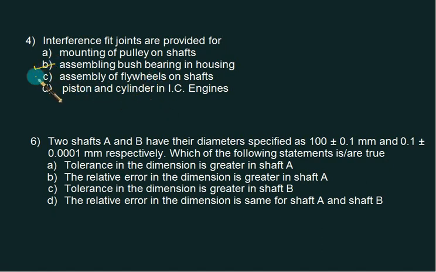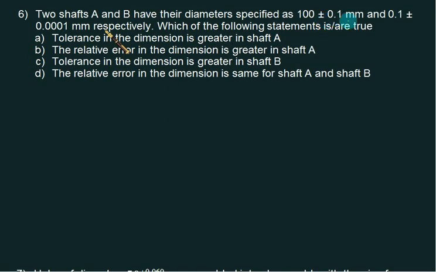Choice B is correct. In this problem we are given two dimensions of a shaft, 100 plus minus 0.1 and 0.1 plus minus 0.001 mm respectively. We have to find out which of the following statements is true. Tolerance in the dimension is greater than in shaft A. No, that is almost the same value. The relative error in the dimension is greater than in shaft A. The relative error in the dimension is same for both shaft A and B.